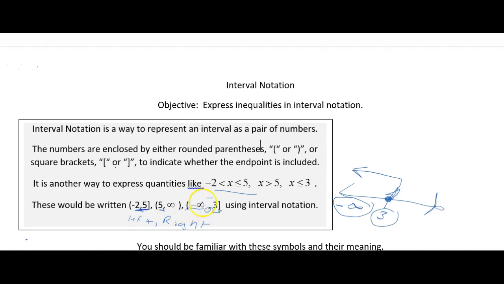Whether you use a round parenthesis or a square bracket is determined by whether that end point is included. Here, negative infinity, you can never get there, so it's never included. Any form of infinity will always have a round parenthesis adjacent to it. The 3 is included, so it has a square bracket next to it. So that's the basics of interval notation.